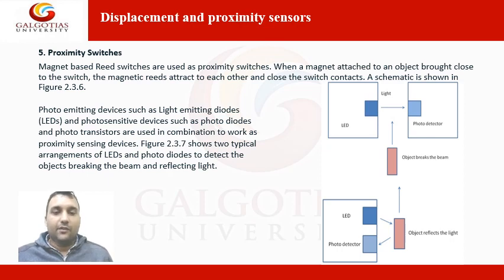This is the photo detector and this is the LED. Photo emitting devices such as light emitting diodes and photosensitive devices such as photodiodes and phototransistors are used in combination to work as a proximity sensing device. This shows two typical arrangements of LEDs and photodiodes to detect an object breaking the beam and reflecting light.